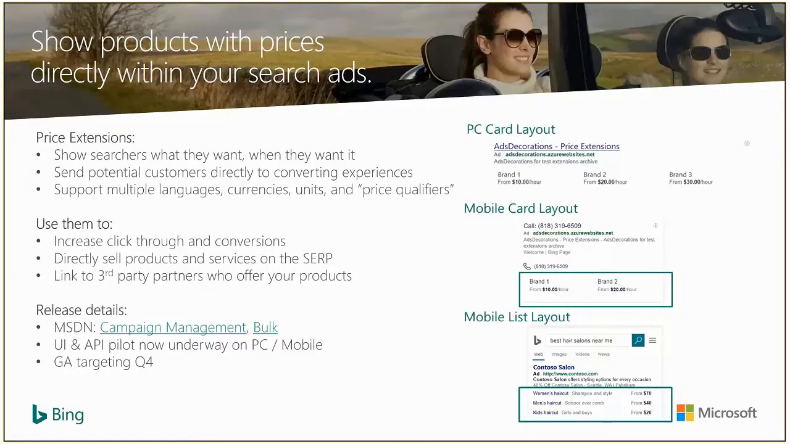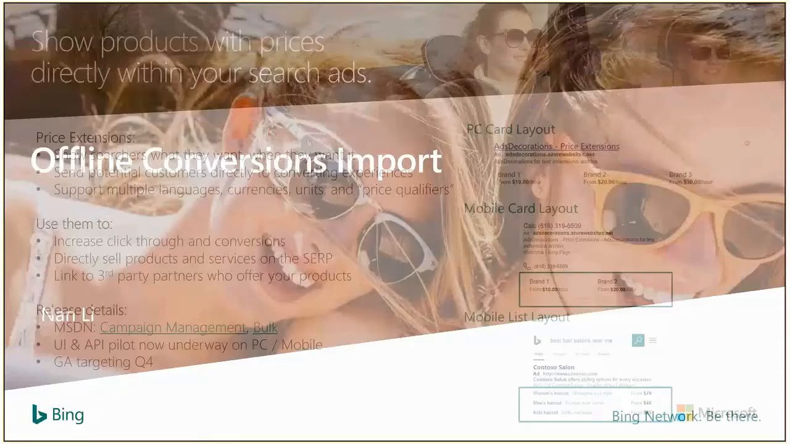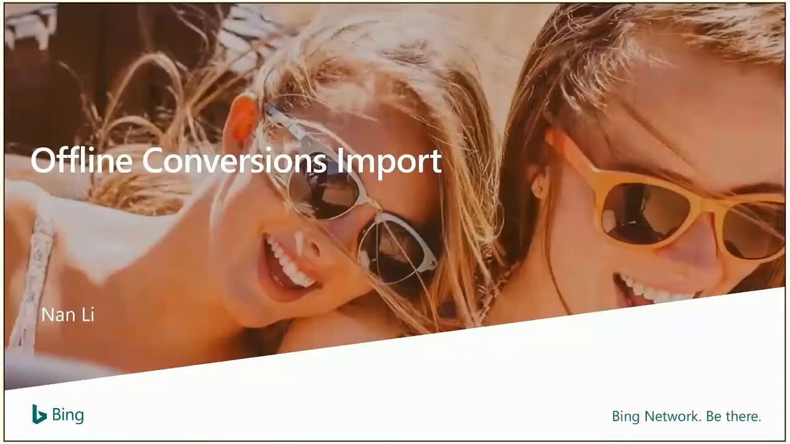So your main ad may link to your website, but you may have a third-party site that offers your products, and so you can use the price extension to link off to them. This is now available on the campaign management API and our bulk API. The pilot's now underway on PC and mobile, and we are expecting to release this broadly in the next few months. And with that, I'm going to hand off to Nan, who's going to talk about offline conversions.